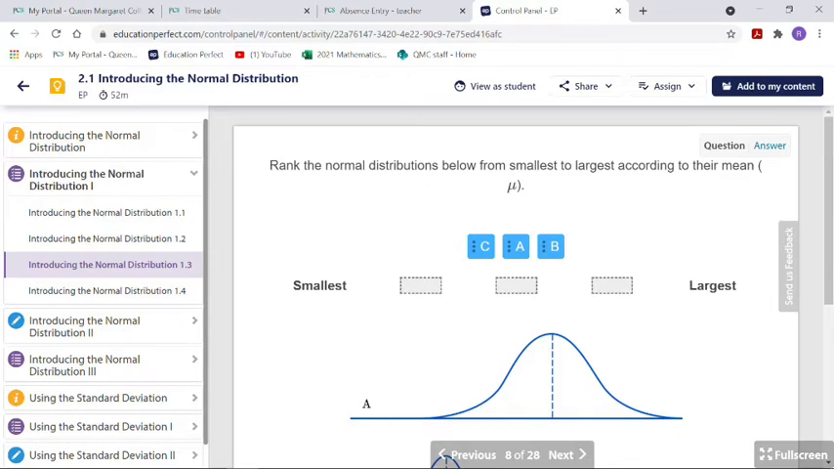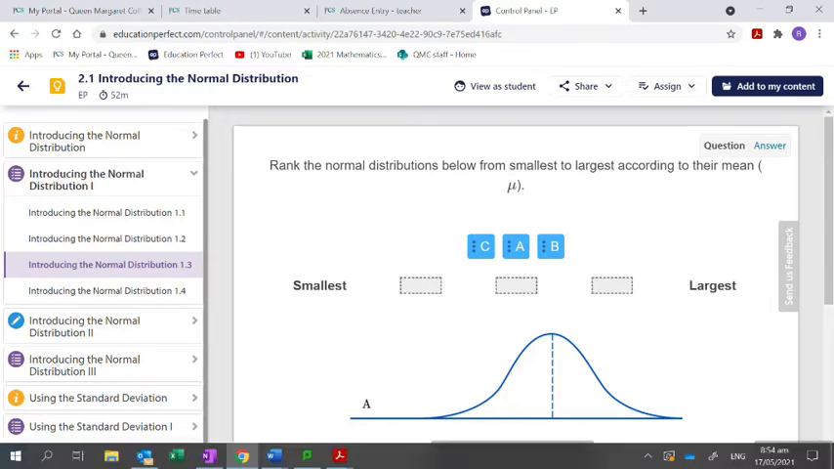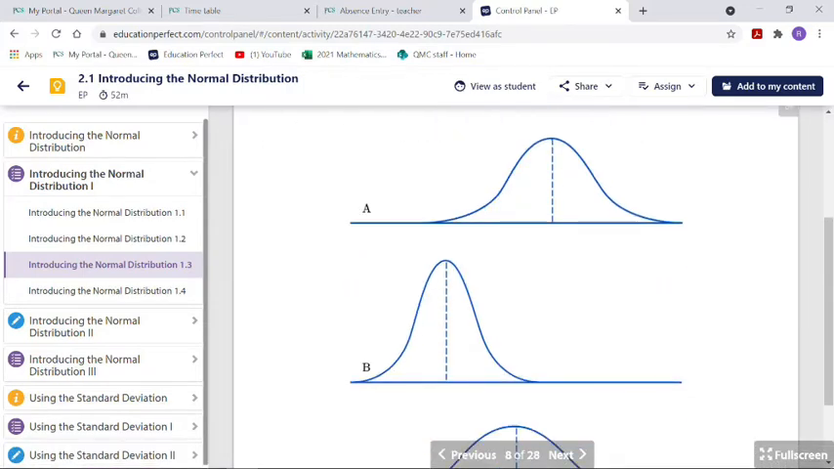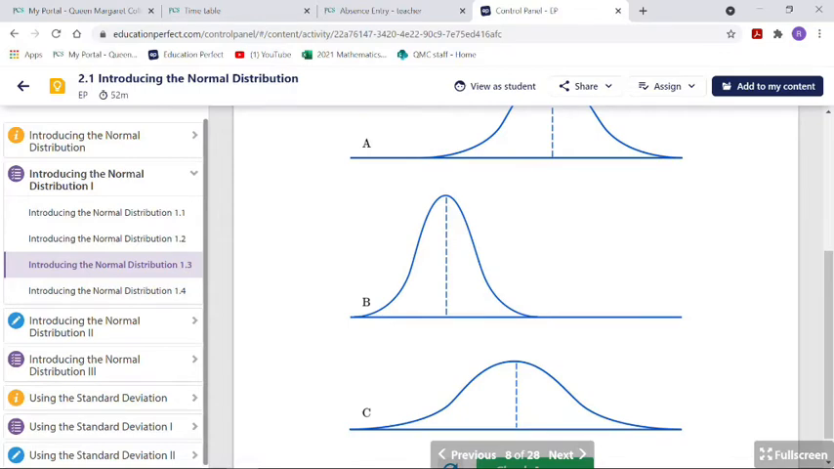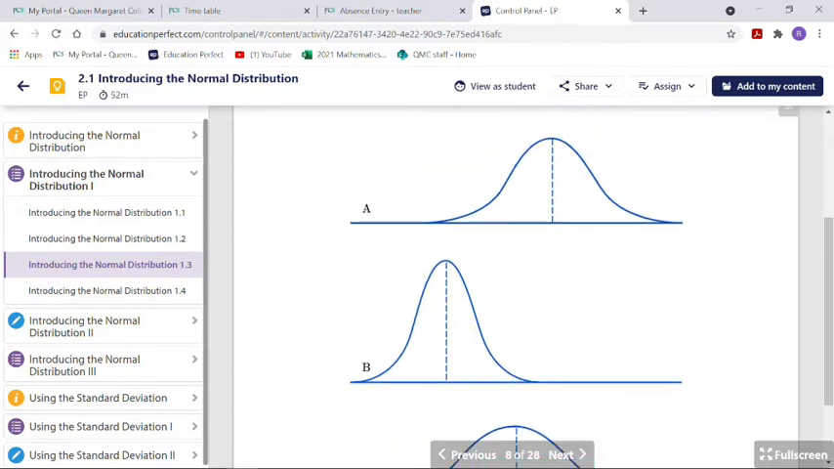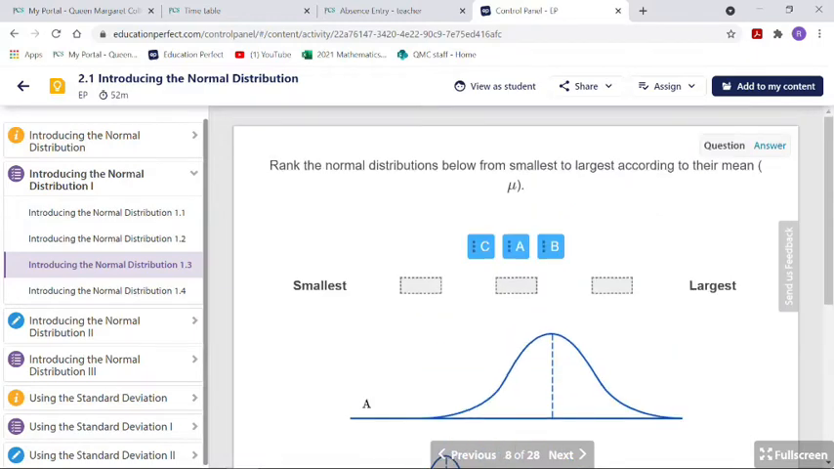Rank the normal distributions from smallest to largest according to their mean. Okay? So, depending on where the mean is, look at the mean is way over to the right. That means that's a bigger number, further to the right. But we also have height to consider. So how many pieces of data? So which one do they want here? According to their mean.